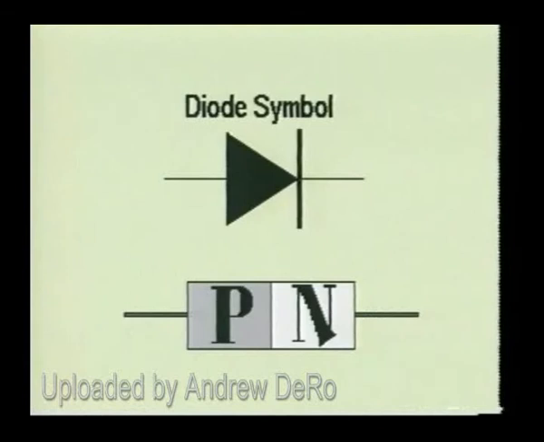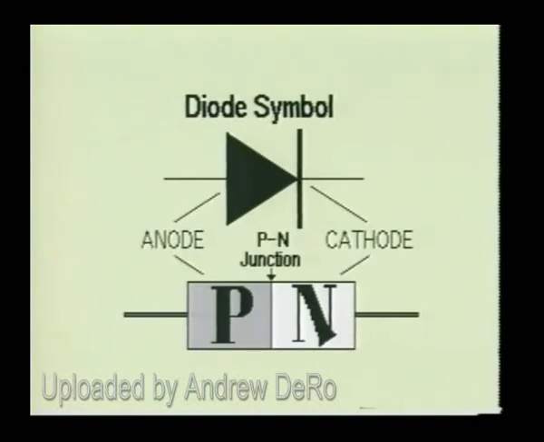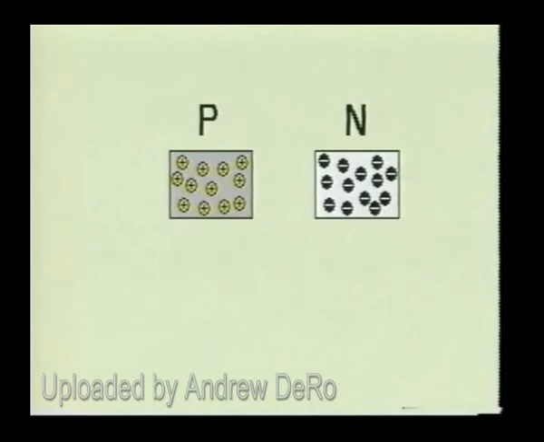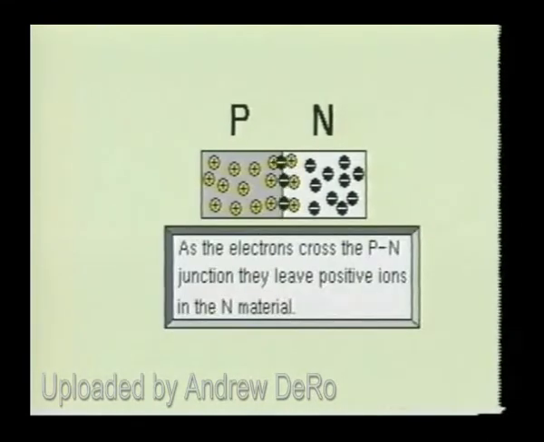A semiconductor diode will consist of both p-type and n-type semiconductor materials which are joined together. Here we see the schematic symbol of a general-purpose diode. As you may have noticed, the p material forms the anode and the n material forms the cathode. Where the two materials are joined is called the p-n junction. When the p-n junction is formed, some of the donor electrons will drift across the junction into the p material, leaving positive ions in the n material.